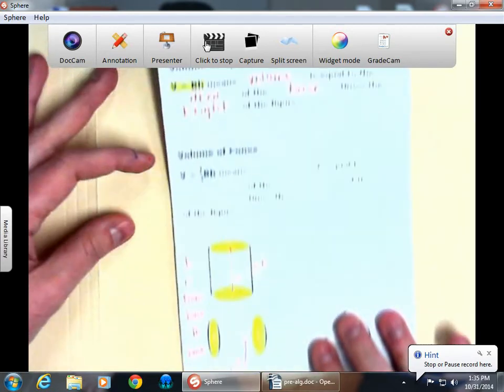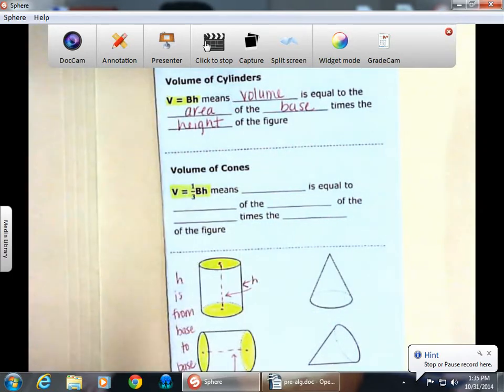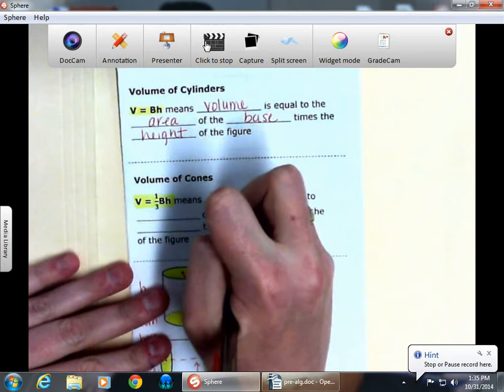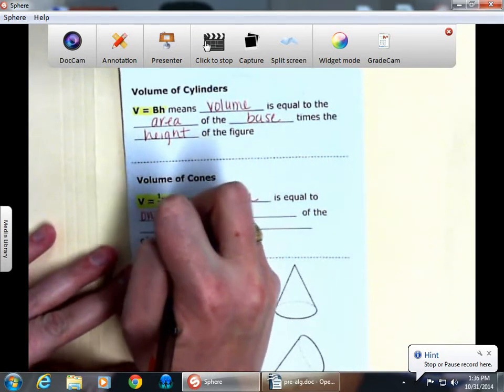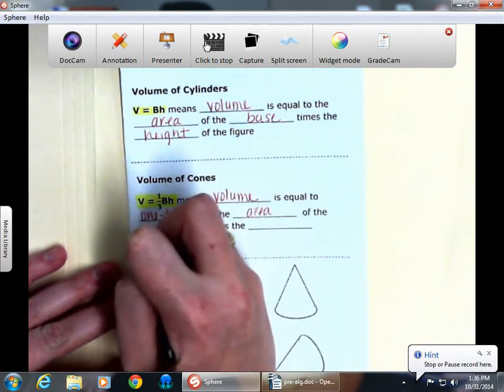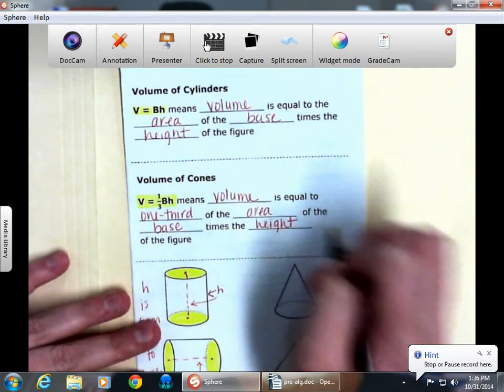Okay, now let's go talk about cones. If you will highlight that formula. Formula is very similar. It's got a 1/3 in it this time. So it means volume is equal to 1/3 of the area of the base times the height of the figure.